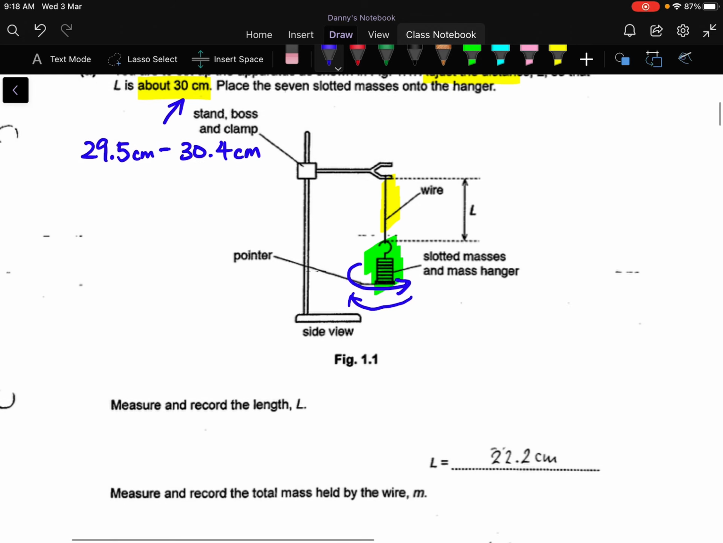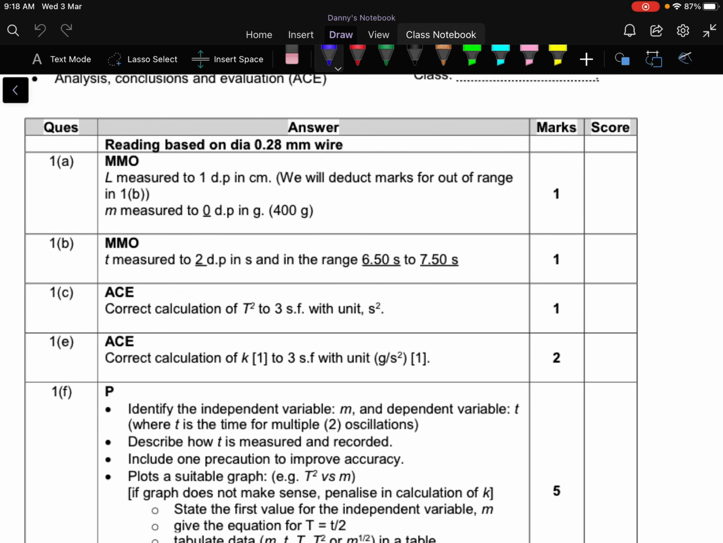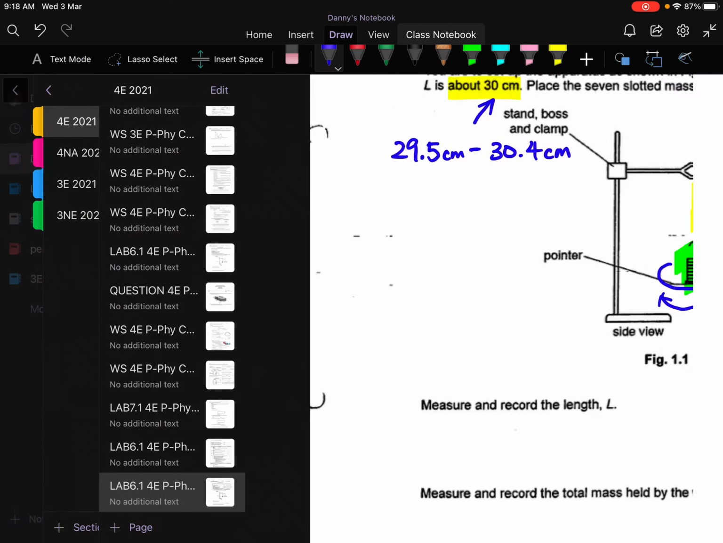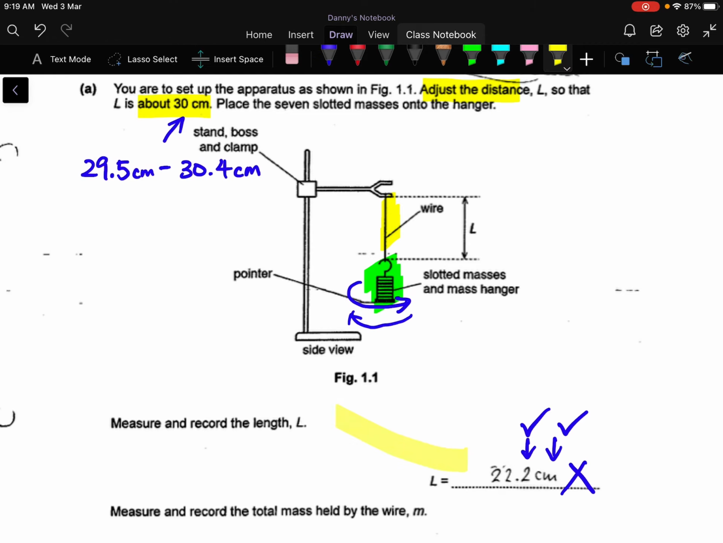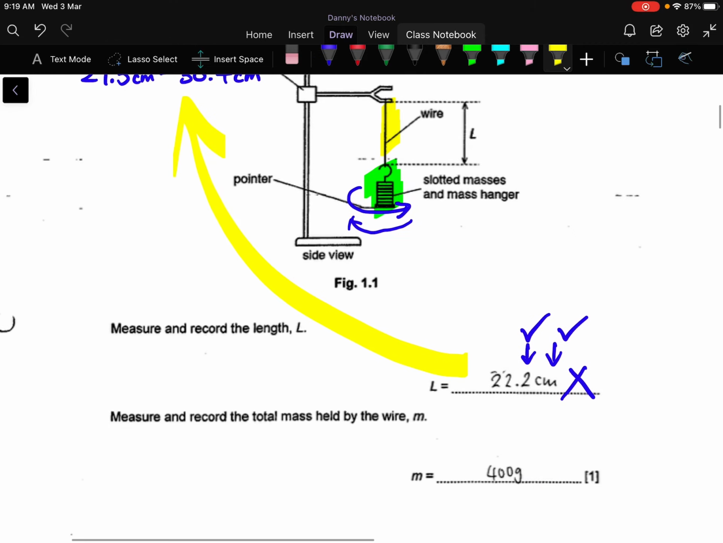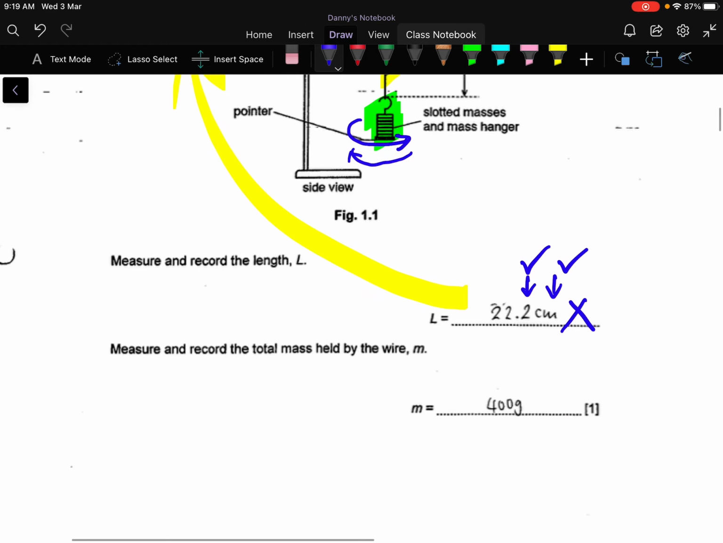If you look at this student, I don't know why, but she just assigned her own length, so she will be marked down on the accuracy, but her precision over here is correct. The unit is also correct. So how would we give the mark? Let's take a look. L has to be recorded to 1 dp and is in cm, and we will deduct mark for out of range in 1b. So for here, we will not penalize her for not reading the range over here, but I will just point to it. Down here, she will get no penalization on the accuracy.